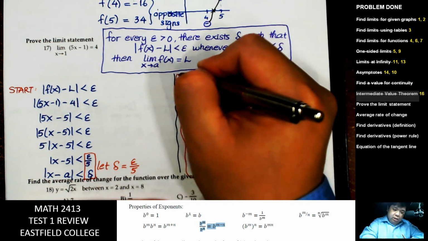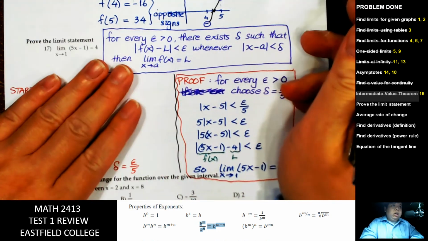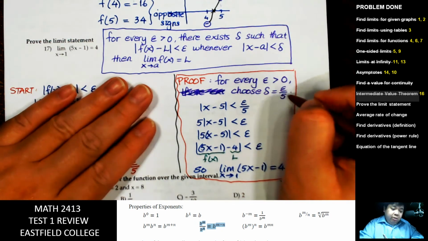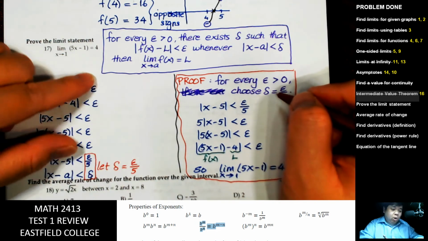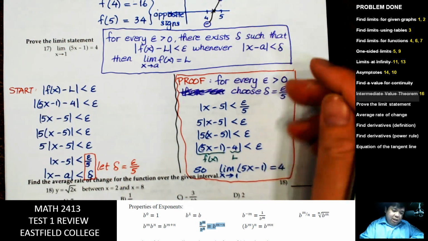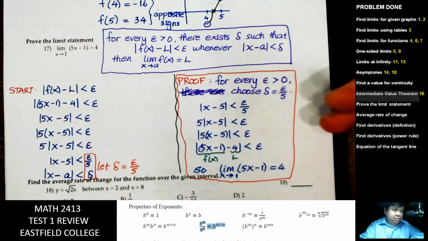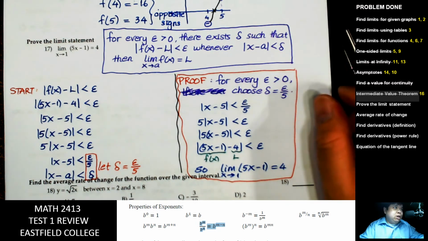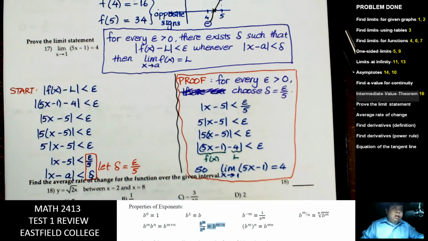So the actual proof will be this. We really don't need this, but we cannot find delta without doing this. So the proof itself is only this, but we kind of need that as well. Right, so that is the limit by definition.